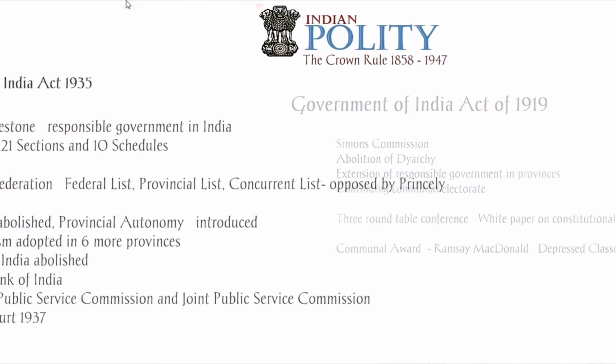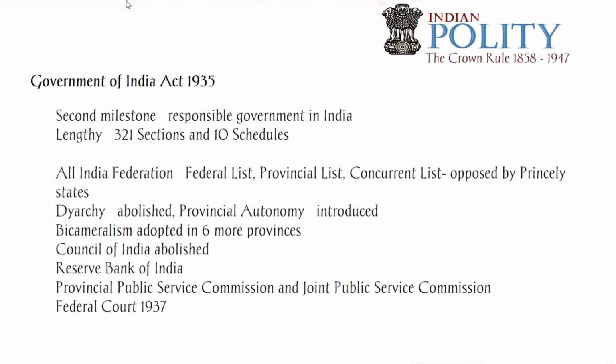Government of India Act of 1935. This marked a second milestone towards a completely responsible government in India. It was a lengthy and detailed document having 321 sections and 10 schedules. Establishment of an All India Federation consisting of provinces and princely states as units. It divided the powers between the centre and the units: federal list for the centre, provincial list for the provinces, concurrent list for both. However, the federation never came into being as the princely states did not join it.